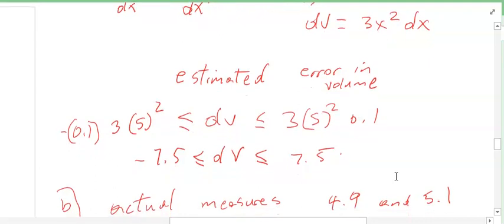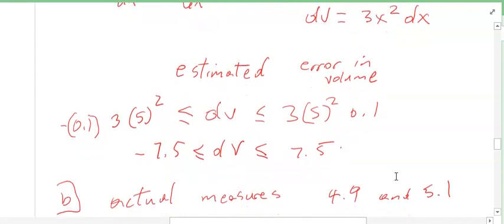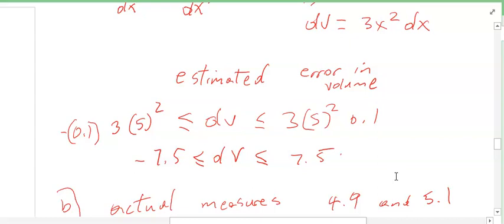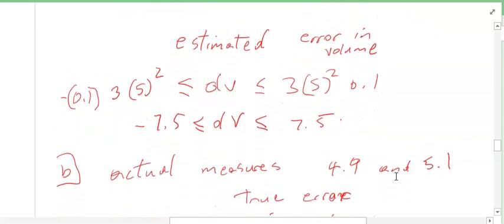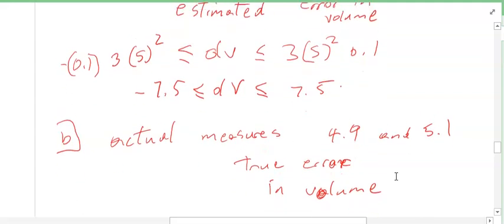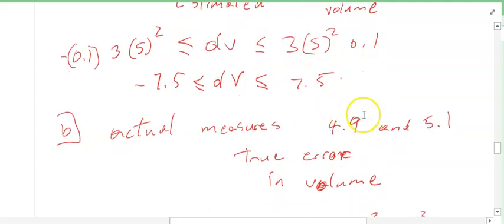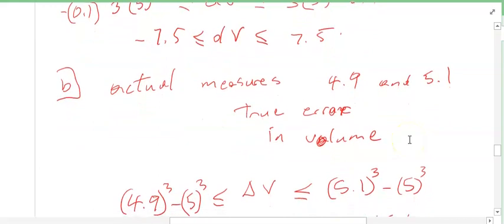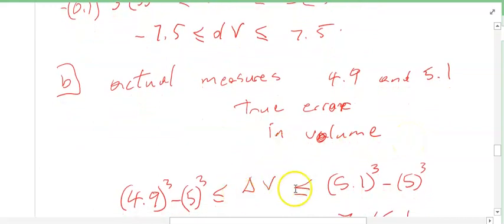So let's talk about what the actual measures are. The actual measures are 4.9 and 5.1. So then the true errors in the volume would go from the volume at 4.9 to the volume at 5.1. So the delta V would be from 4.9 cubed minus 5 cubed to 5.1 cubed minus 5 cubed. So that is your a plus delta x cubed minus your a cubed, right?